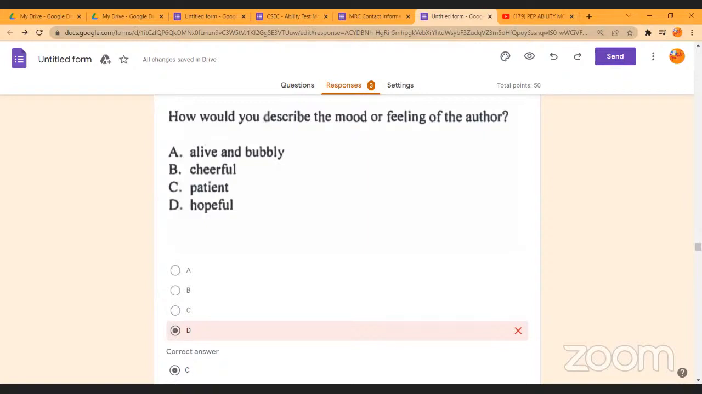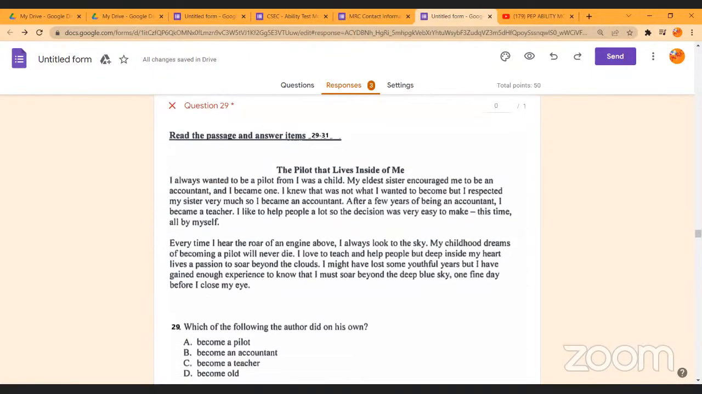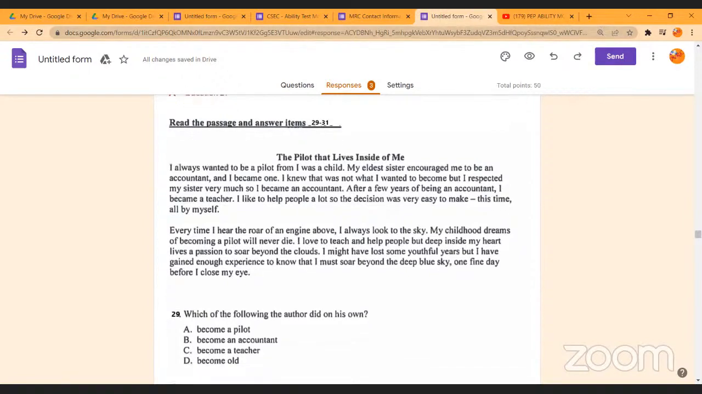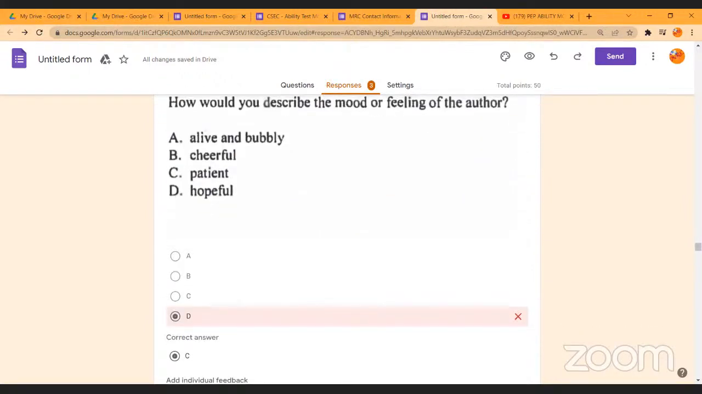Miss, I agree. Because he is there waiting and he's saying, one day I know, before I die, he is patient. He's also hopeful though, because he's hoping to someday become a pilot. Then he said, I might have lost youthful years, but I gained enough experience to know that I must soar beyond the deep blue sky one fine day before I close my eyes. Yes, he's hopeful. Oh, and patient mood.